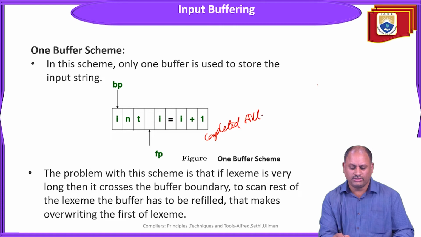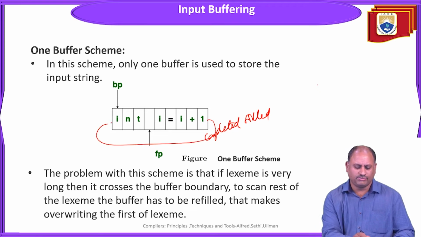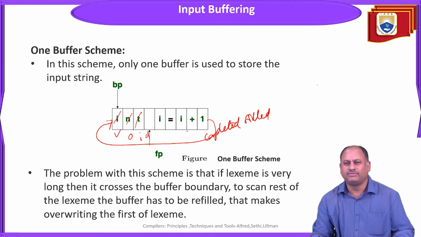That means there are no empty cells inside this buffer. Then it once again goes to the first of this one, overwrites the corresponding characters, and then does the process of recognizing the tokens. This is one of the drawbacks of this one.